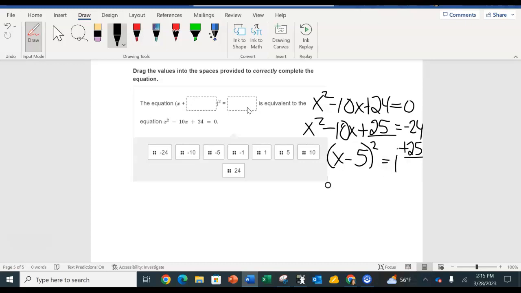I'm going to look back up here, and the equation is x plus blank. All right, this is a negative 5. So this is going to have to be plus a negative 5. So I'm going to have a negative 5 here. And that equals negative 24 plus 25 is a 1.